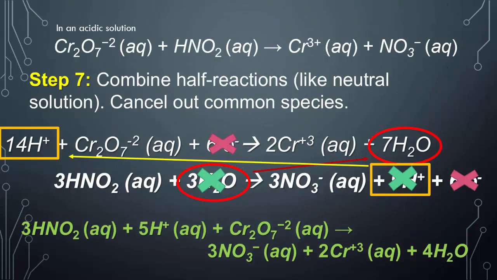So our final reaction shows that we should have 3 moles of HNO2 with 5 protons plus a dichromate ion, which will be producing 3 nitrate ions with 2 chromium ions and 4 water molecules.